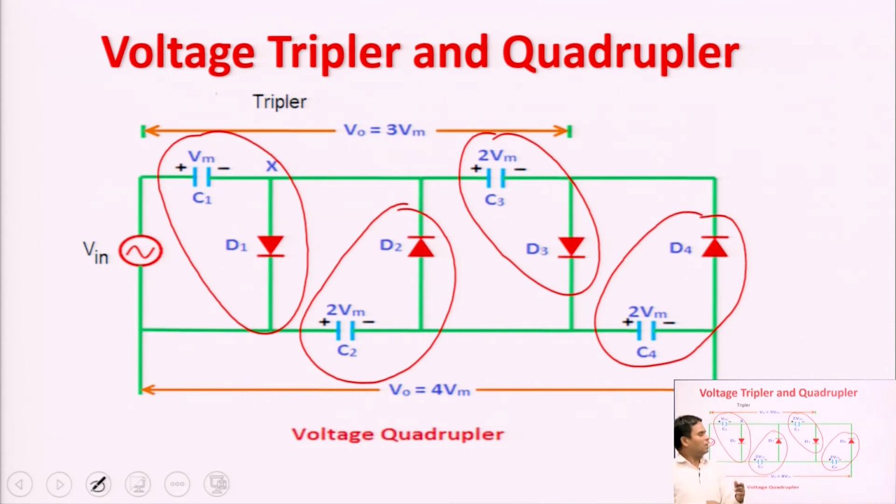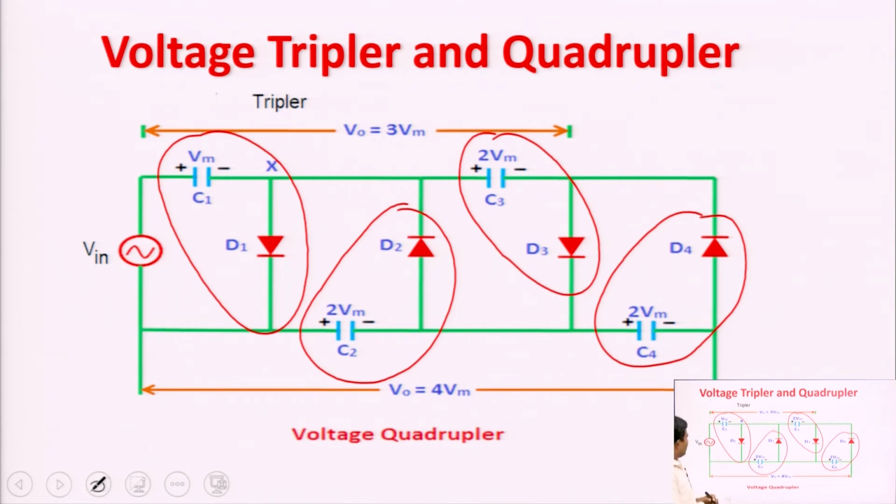Suppose we want to get the output voltage of 6 Vm, then what will we do? Here we will take the output voltage across C2, C4 and obviously C6. This means we will get 6 Vm output voltage. If we want to get 5 Vm, then we will take output voltage across C1, C3 and C5. So, this is the general criteria to design any multiplier circuit, any n times multiplier circuit we can easily design. Now, how does this circuit work?